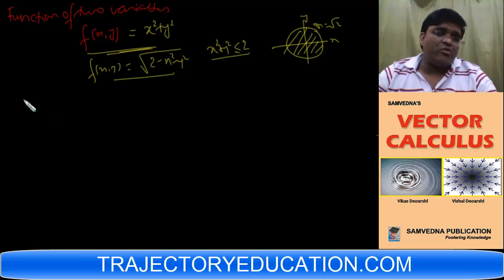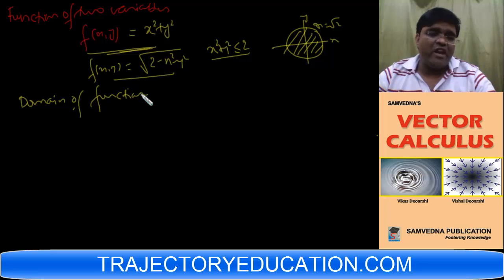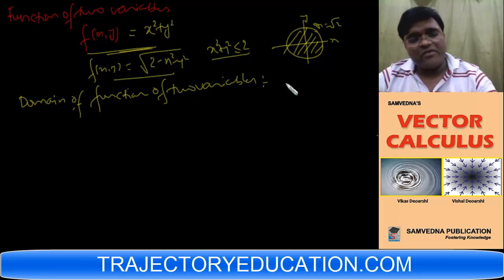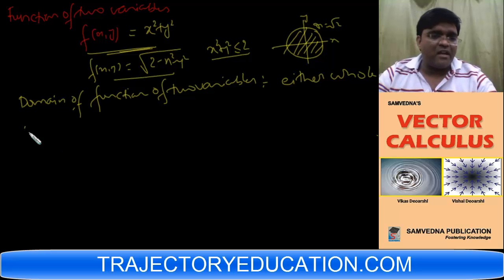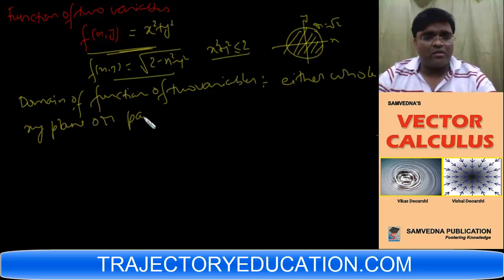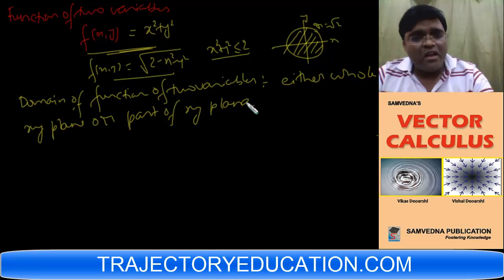So what I want to say is, the domain of a function of two variables, when I say variables, I mean real variables, real functions. The domain of a function of two variables is either the whole xy plane or part of the xy plane. Either it is the whole xy plane or part of the xy plane.